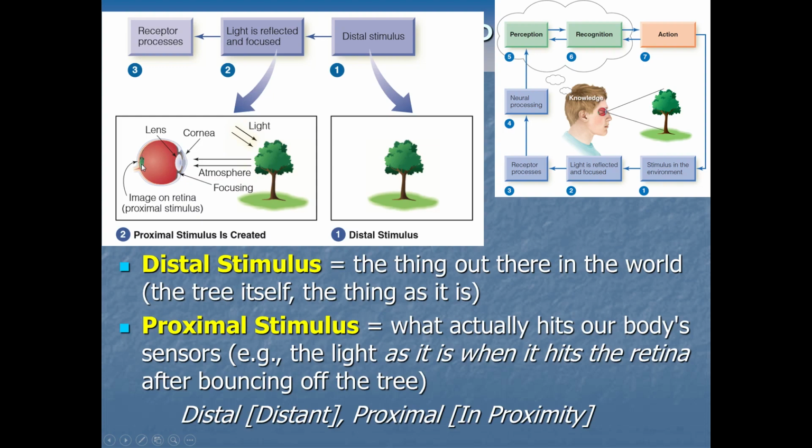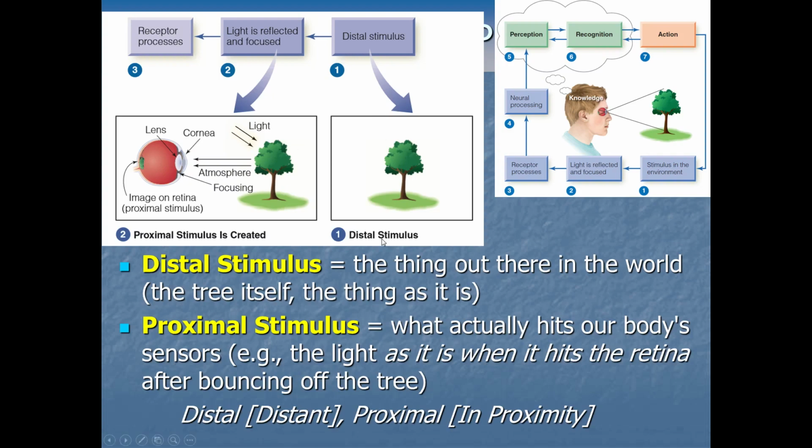We don't see the tree. We don't detect the tree. We detect one angle. We detect the light that bounced off of it. So that thing, the light waves that actually hit our eye back here, we might call that the proximal stimulus. So that's what actually hits our body's sensors. It's the light as it is when it hits the retina after bouncing off of the tree.